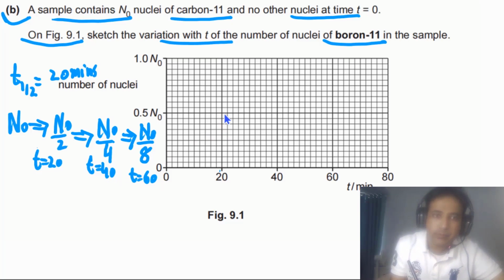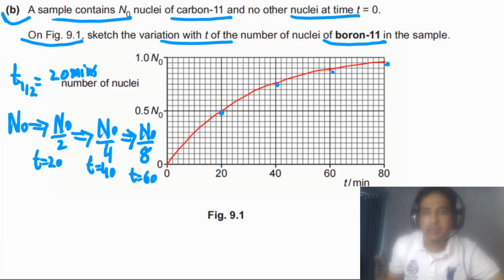So simply, first of all, we have N naught by 2, then we have N naught by 4, and then we will have N naught by 8. So the half of this, so we have 1, 2, it will be somewhere here, then half of the remaining, so we will have about this. First of all, you can mark these points, then simply we need to connect. So this is how we can connect.